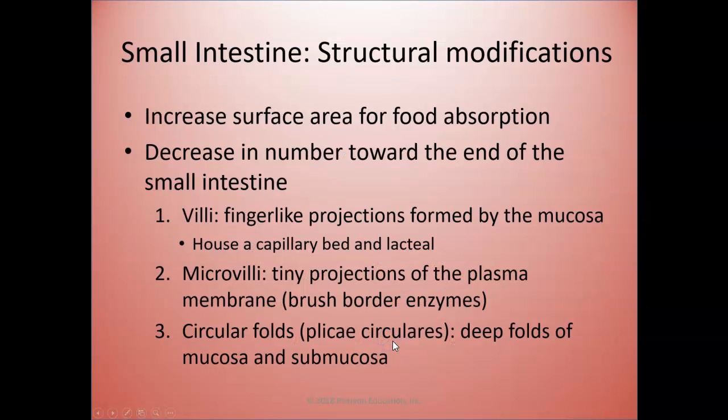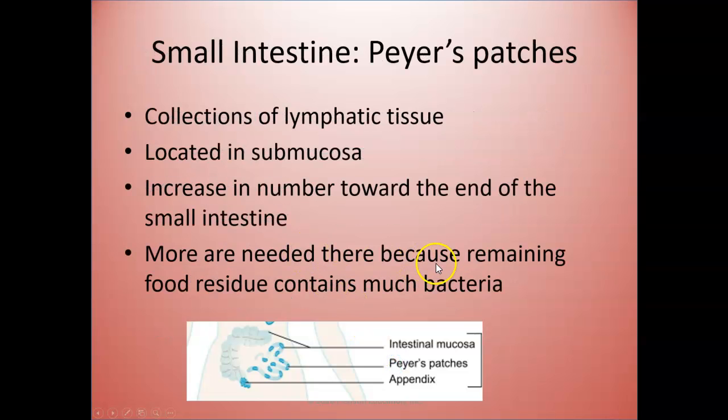So major functions, modifications of the small intestine to increase absorption, we increase surface area. And then these decrease in number towards the end of the small intestine. We find these things scattered throughout. We have these things called villi, which are these small little finger-like projections. They have a capillary bed. Microvilli are tiny projections of the plasma membrane on the surface of the villi, and then you have these major circular folds, which are composed of both the mucosa and the submucosa. So we'll look at an image of that as well.